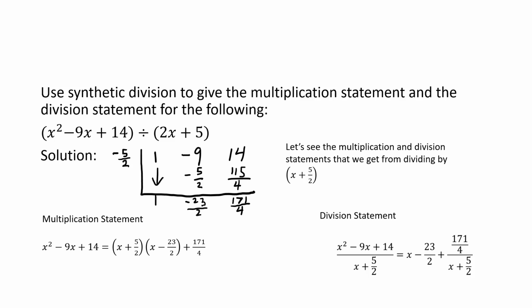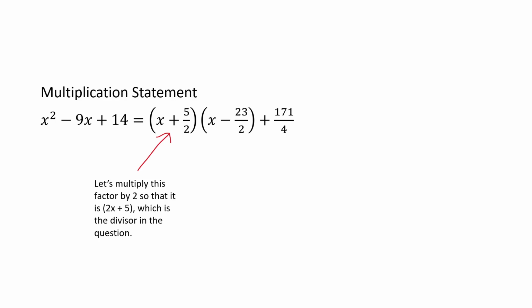So, keeping all that in mind, this is what we get. x squared minus 9x plus 14 equals x plus 5 halves times x minus 23 halves plus 171 over 4. And our division statement is x squared minus 9x plus 14 divided by x plus 5 halves equals x minus 23 over 2 plus the remainder of 171 over 4 over the divisor of x plus 5 halves. Now, that's not quite what we were asked to do.